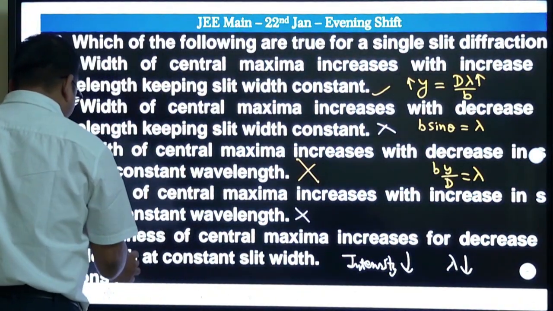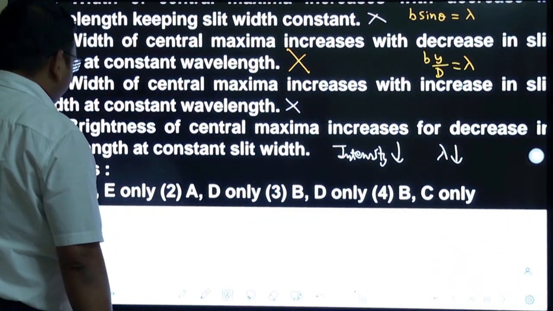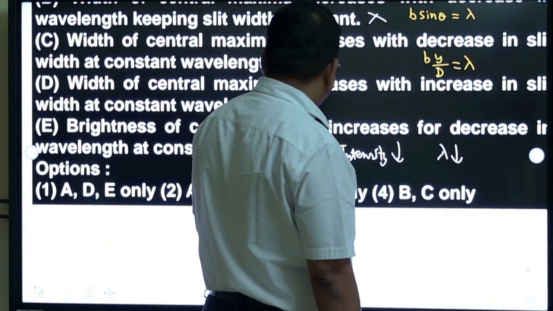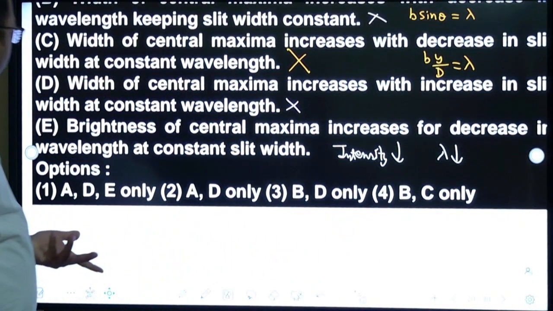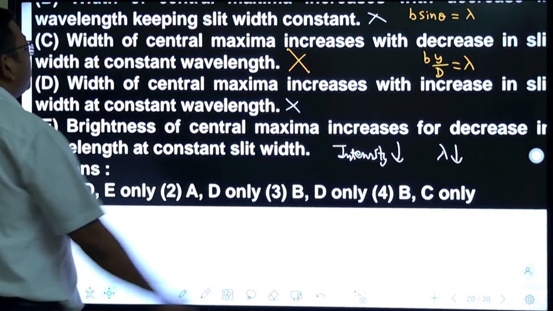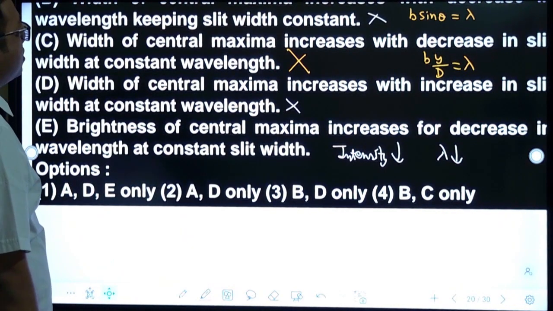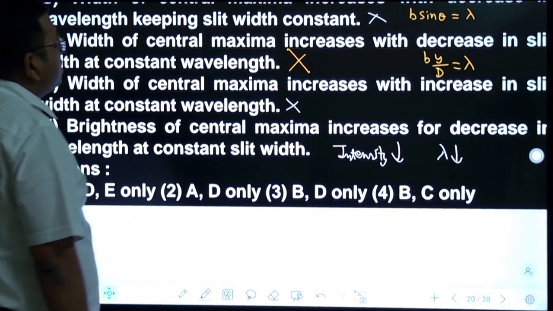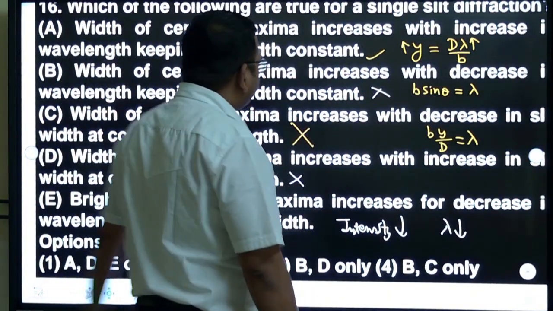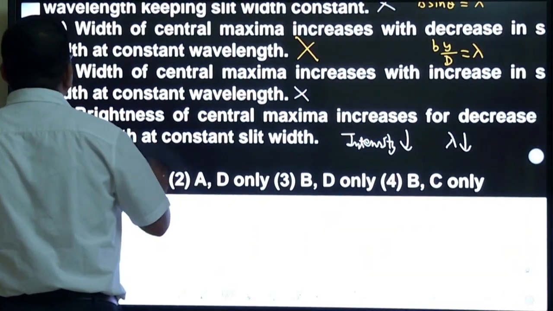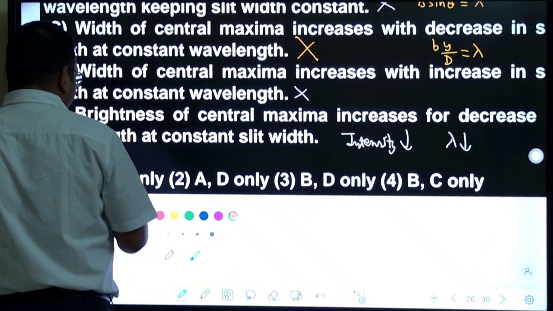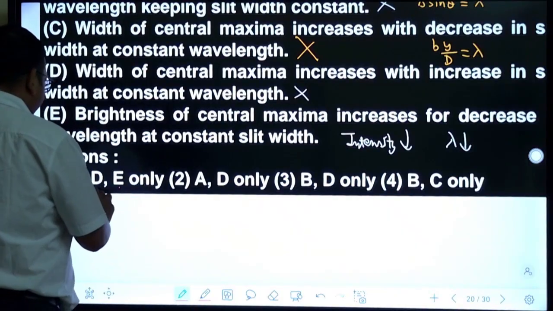E we need to check. A is definitely correct. D is wrong. ADE, how is it possible? D is wrong, right? Width of central maxima increases with increase in slit width at constant width. If you increase the slit width, this Y will decrease, right? So I think there is some mistake with that. D cannot be correct. E we can see based on the intensities approach, but D cannot be correct.